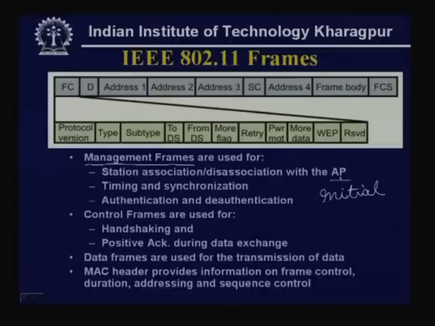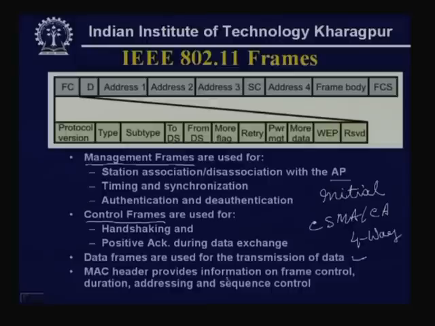Then control frames are used for handshaking and positive acknowledgement during data exchange. We have seen that the carrier sense multiple access with collision avoidance protocol uses a 4-way handshaking approach. So, this handshaking and positive acknowledgement during data exchange is performed with the help of these control frames. Finally, data frames are used for transmission of data. So, there are three different types of frames possible in IEEE 802.11, and these frame control bits decide the various types of control frames.